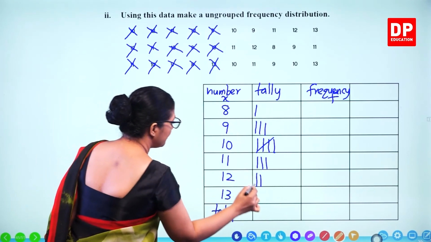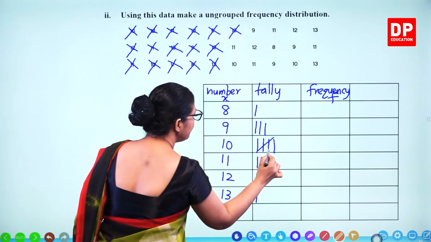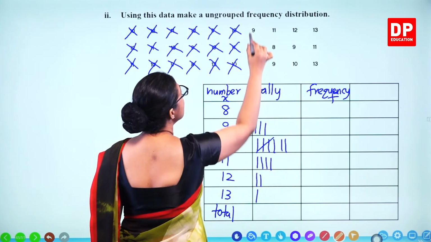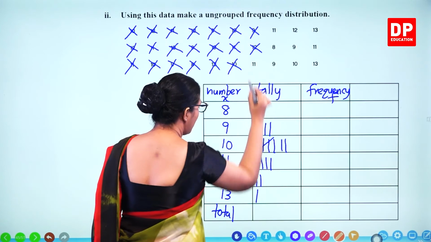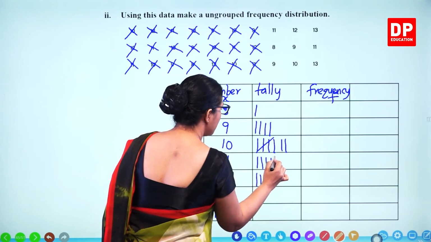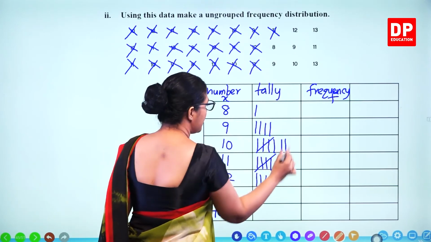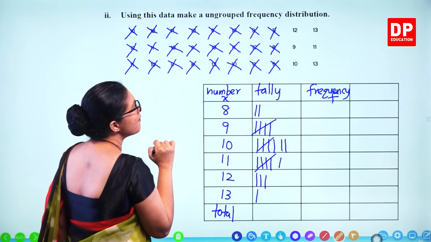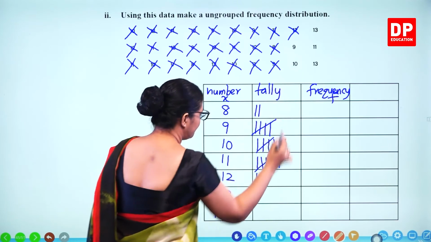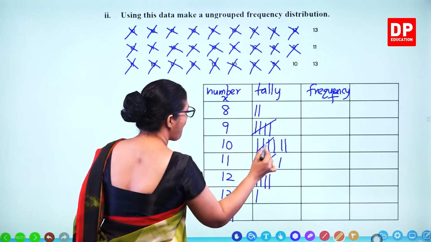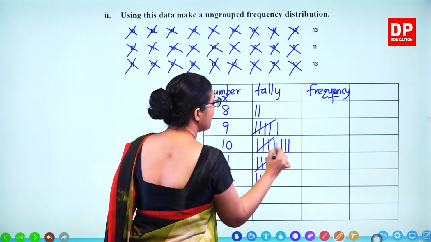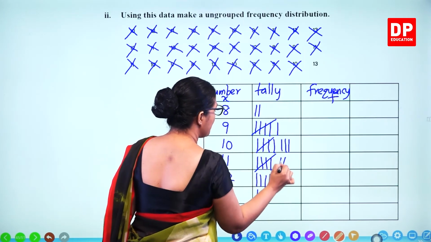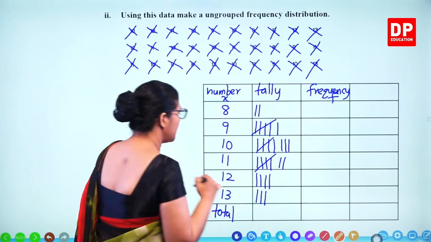Then 13, 10, 11, 10, 9, 12, 11, cross it out, 11 again, 8, 9, cross it out, that's 5, 12, 9, 10, 13, 11 and 13. Now count and see.